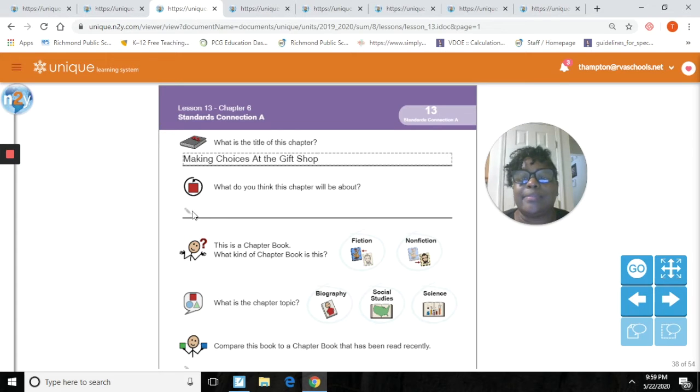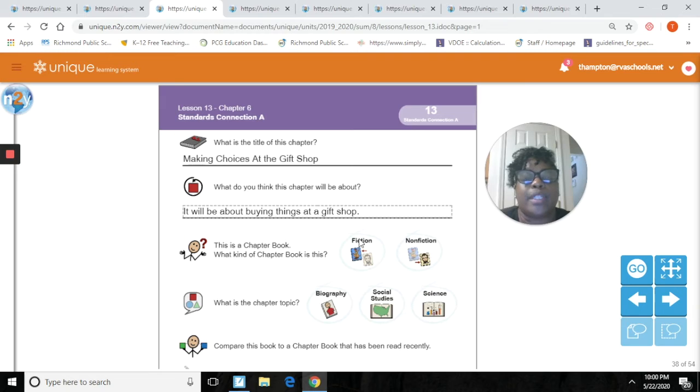Okay. I think it will be about buying things at a gift shop. Okay, could be. We have to read and find out, right? Okay, so here we are. This is a chapter book. What kind of chapter book is this? Is it a fiction book or a nonfiction book?